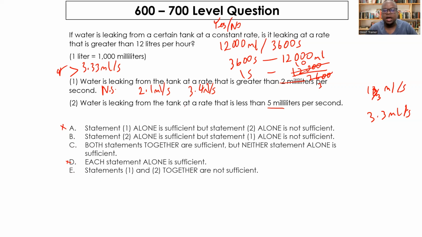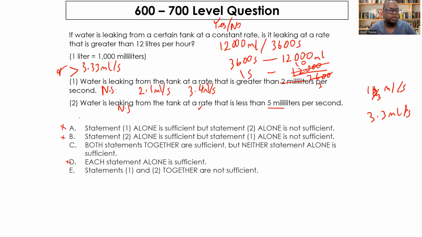Water is leaking from the tank at a rate less than 5 milliliters per second. So if it is less than 5 milliliters per second, that's more or less the same as this one. It can be 2.1 milliliters per second, it can be 3.5 milliliters per second, it can be 4 milliliters per second. So this also is yes and no, and therefore it's still not sufficient. So answer choice E, it's also crossed out.